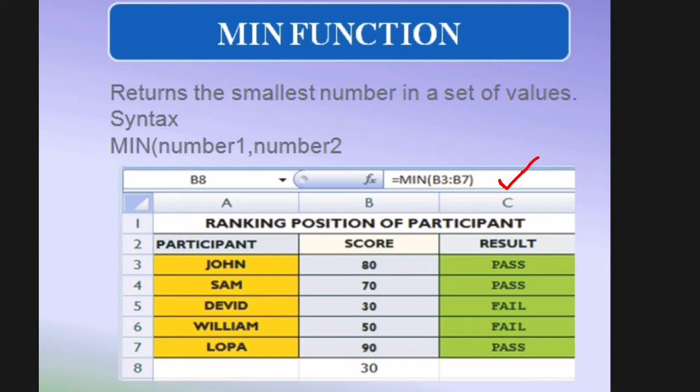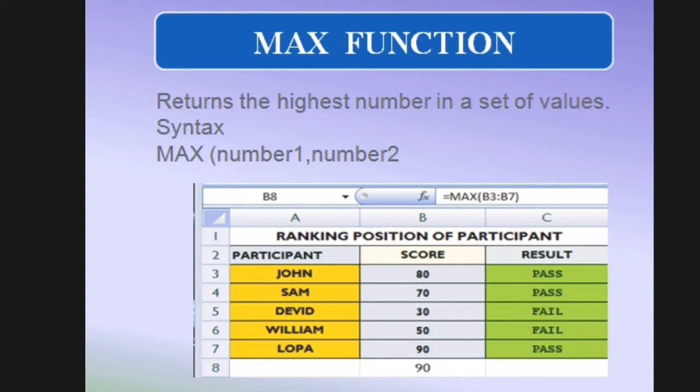MAX function will return the highest number in a set of values. Click over here and type the formula equals MAX, then select the range and press the Enter key, and it will give the answer 90. So in this range, 90 is the biggest number.